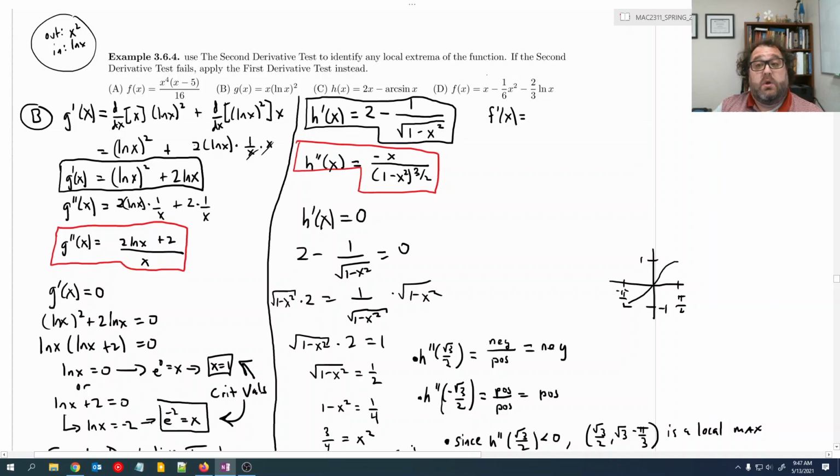But first things first, the derivative of x is just 1. Okay, and then we have negative 1/6 times the derivative of x squared, so times 2x. And then we have negative 2/3, again, that's a constant multiple, times the derivative of natural log x, which is 1 over x. Okay, let's clean that derivative up a little bit before we take the second derivative. So f prime is going to be 1 minus, okay, we have 2 over 6, so that's 1/3 times x. And then we have 2/3 times 1 over x.